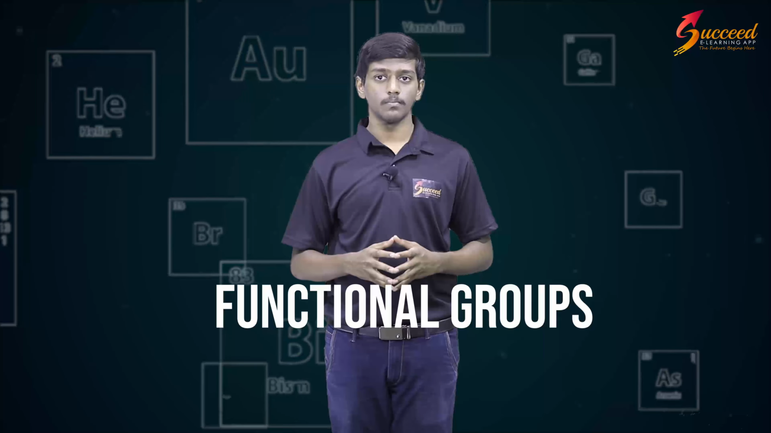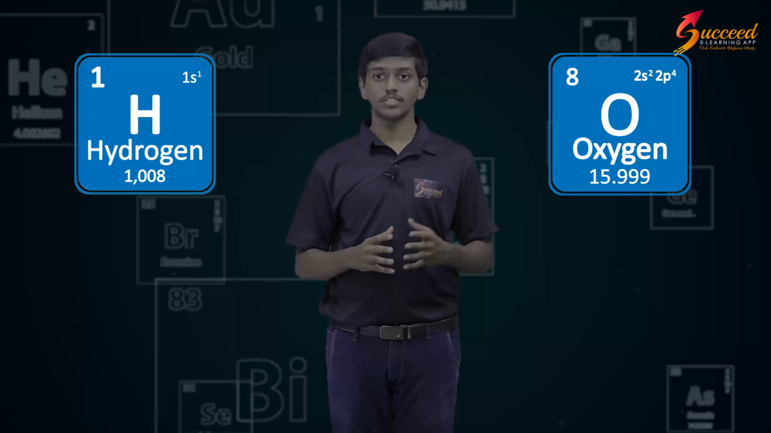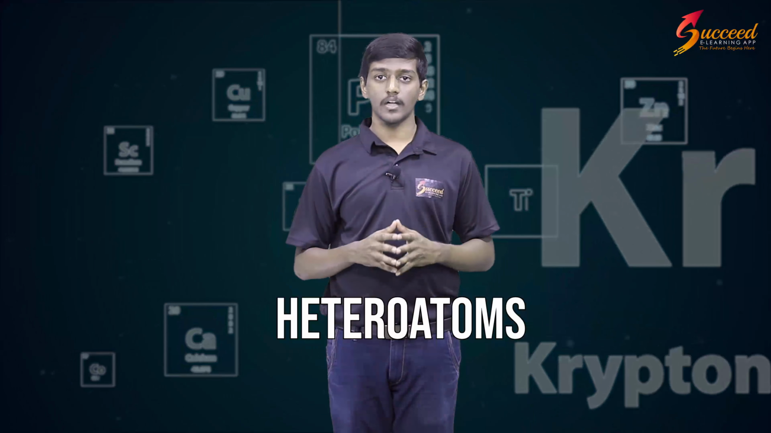Functional groups. Carbon forms bonds with hydrogen, oxygen, halogens and sulfur. Carbons bond with these elements so that their valency is satisfied. In hydrocarbons, the hydrogen can be replaced by these elements. They are called heteroatoms. Heteroatoms provide a specific property to these hydrocarbons. Now let us see some of the functional groups.